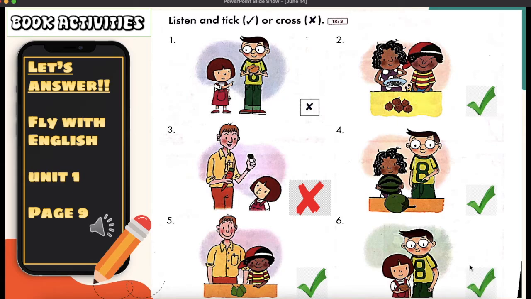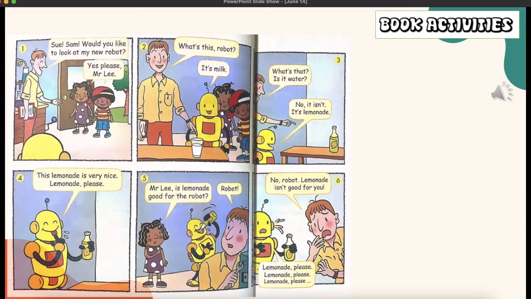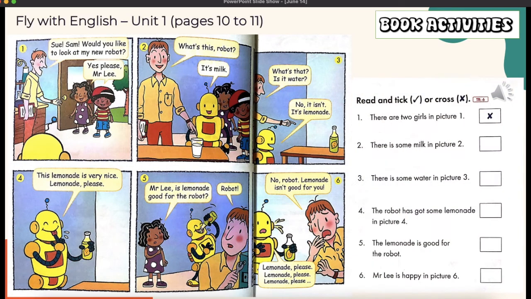Alright, now let's move forward to our next activity. So please open your book on pages 10 to 11. Track 6. And let's answer this numbers 1 to 6. Track 6. Read and tick or cross.